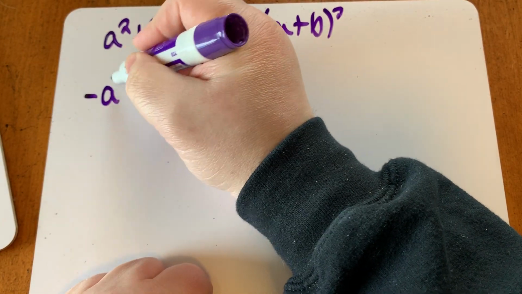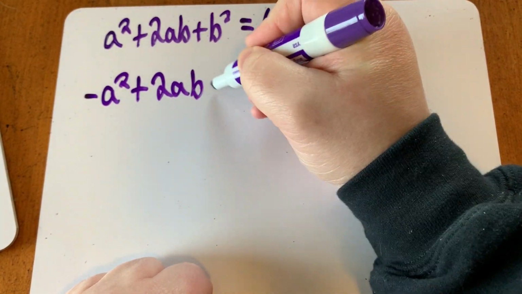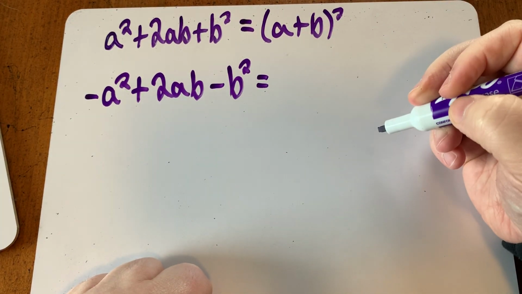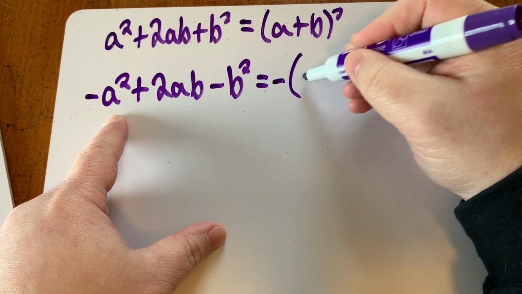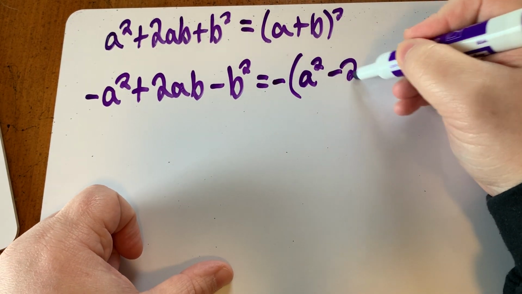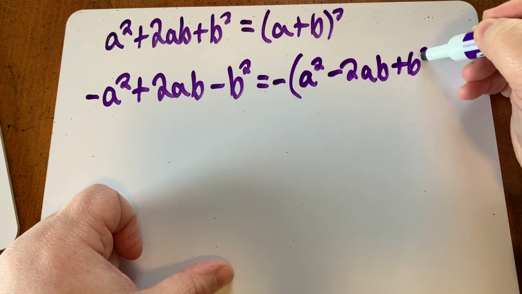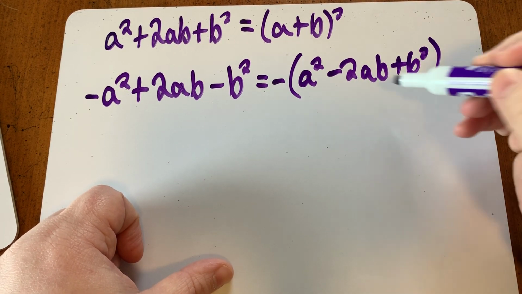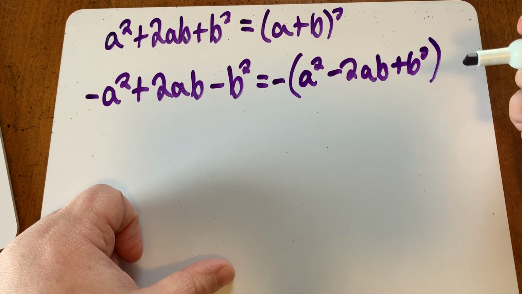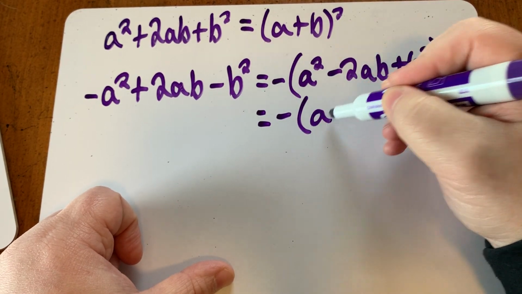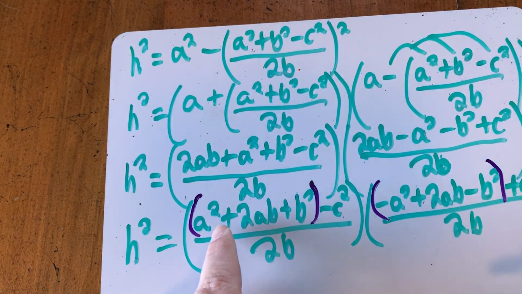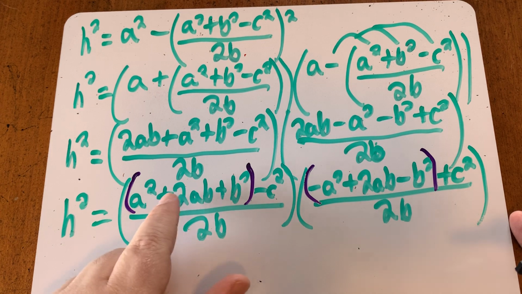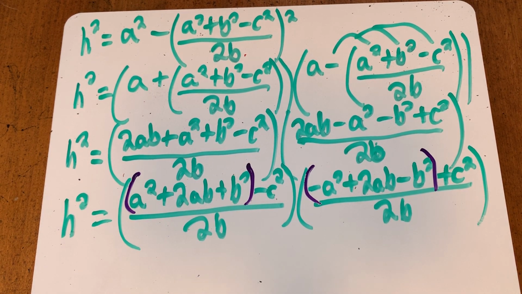And then the other one was negative a squared plus 2ab minus b squared. Well, we like to have a leading coefficient that's positive, so let's factor out that negative one. So negative (a squared minus 2ab plus b squared). Oh, look at that inside. That's just the expansion of a square of a difference. So it's negative (a minus b) squared. So we can replace those with (a plus b) squared and negative (a minus b) squared.